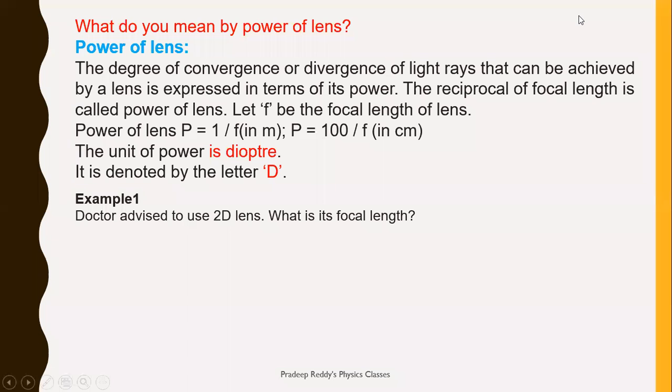Coming to the next slide, we are now going to discuss the power of a lens.